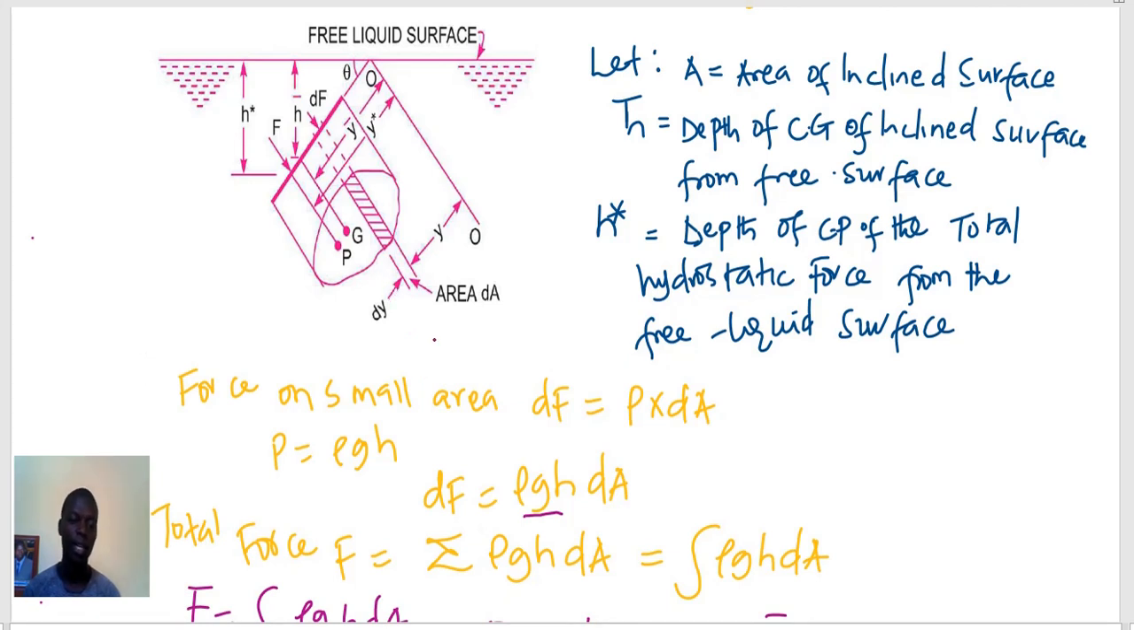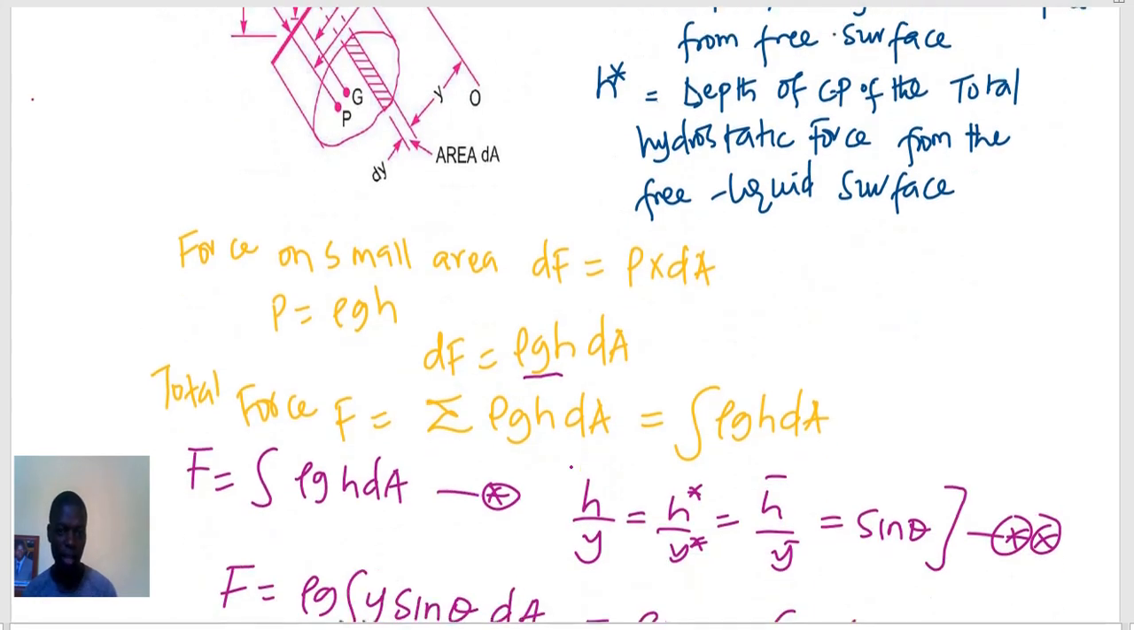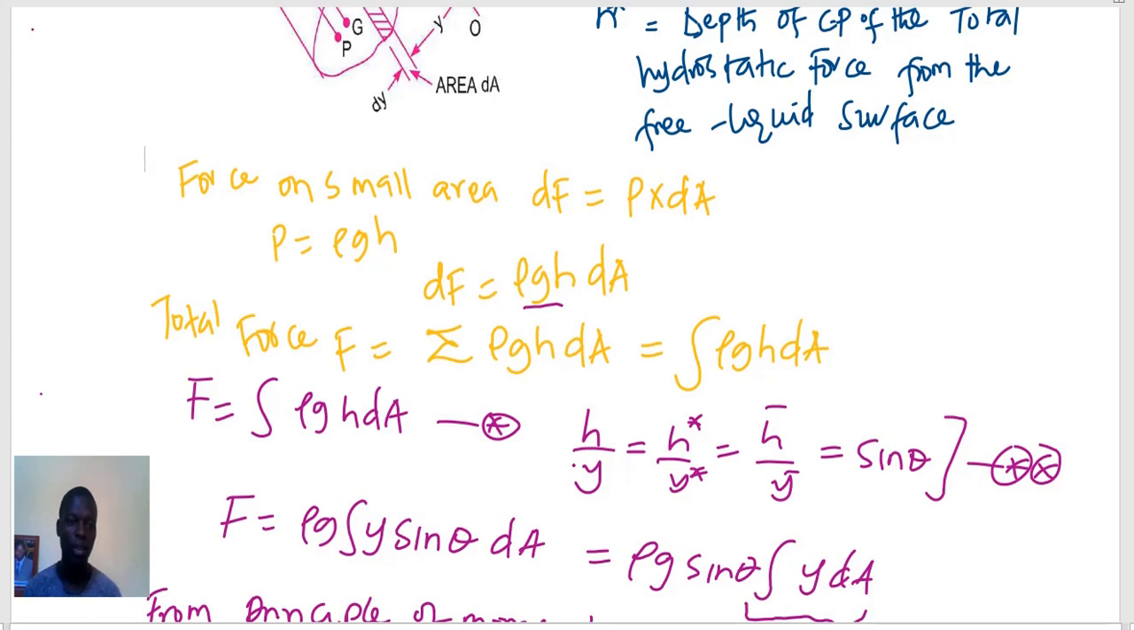We begin with the small area on this surface. If we are dealing with several strips, we also have to find the force on each small area. If the small area has a force dF acting on it, this dF is equal to the pressure acting on it times the area, and that pressure P is equal to rho g h. Substituting, dF equals rho g h dA. The total force will be the sum of these forces acting on small strips of area, which equals the sum of rho g h dA, which is equal to the integral of rho g h dA.